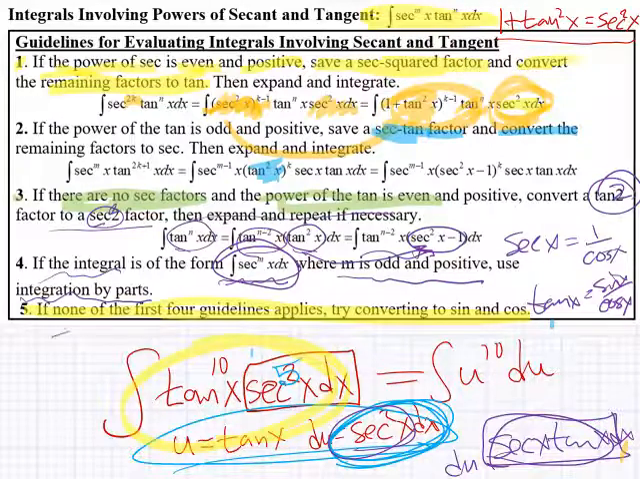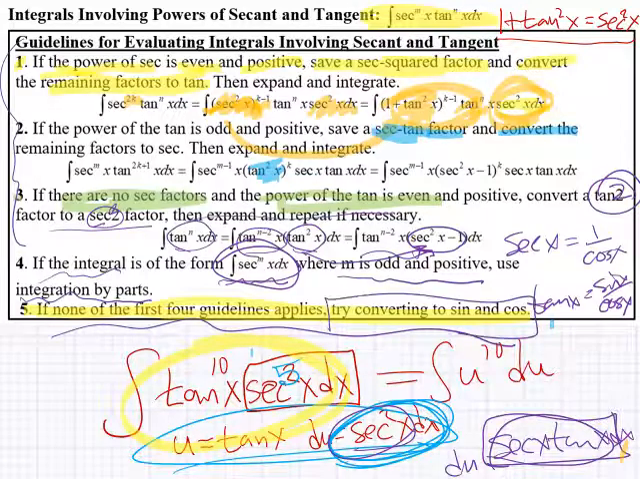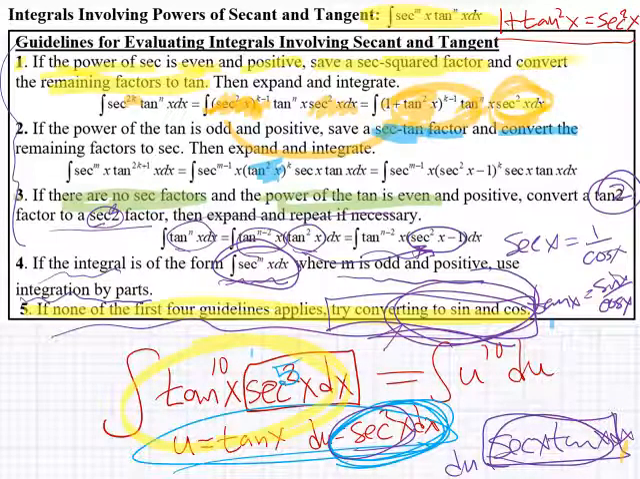I don't suggest you start with that, because sometimes you're making your life harder than just looking at some of these other scenarios. But if you're looking at a problem and you say, I have no idea what to do here, try this. Okay, try converting to sine and cosine and see how it goes.